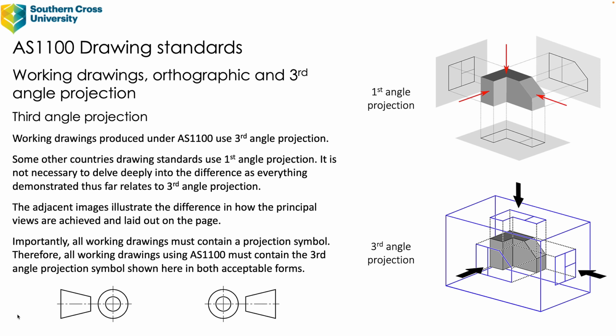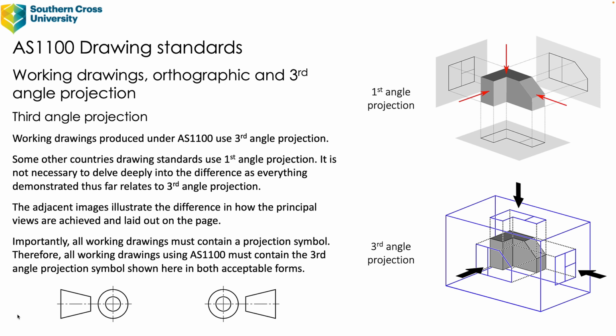So if you come across drawings that have been drawn in other countries, it's more widely used in England, first angle projection, and parts of Europe, just so you can understand how to interpret those drawings. The adjacent images illustrate the difference in how the principal views are achieved and laid out on the page.